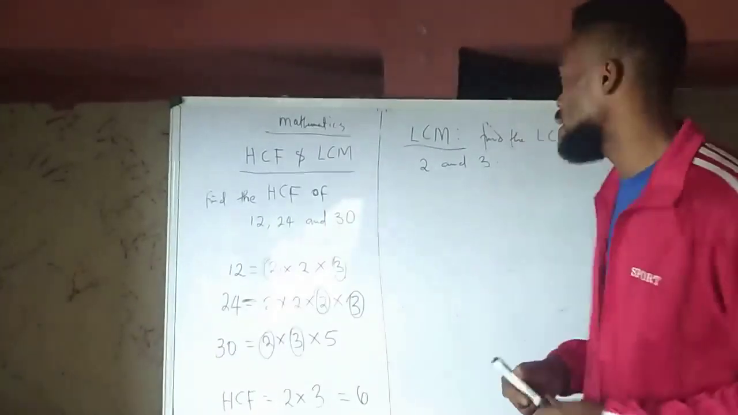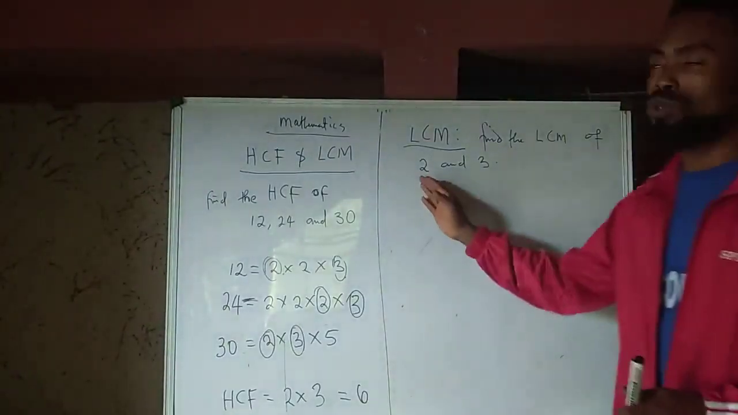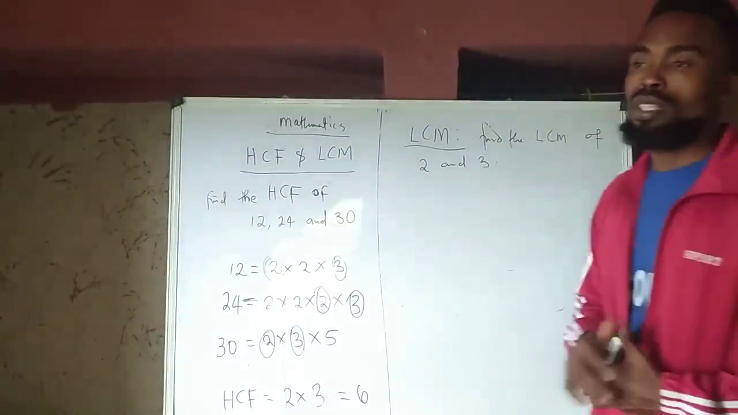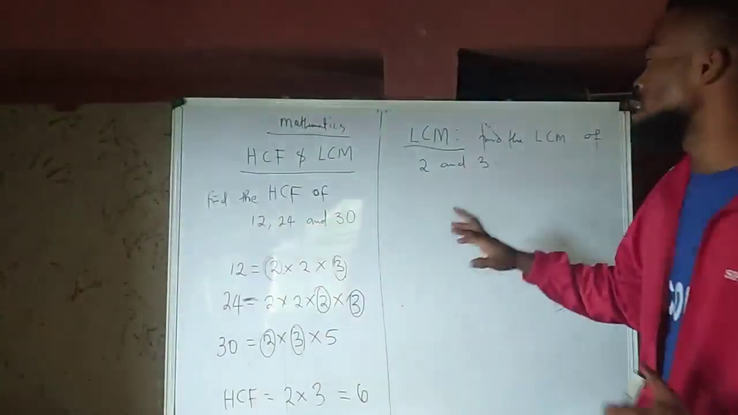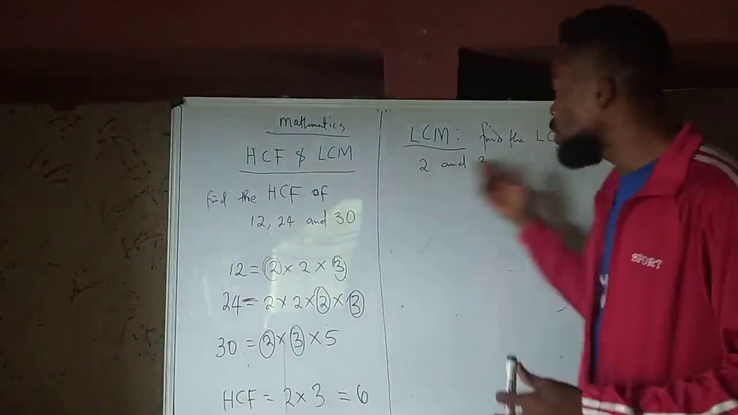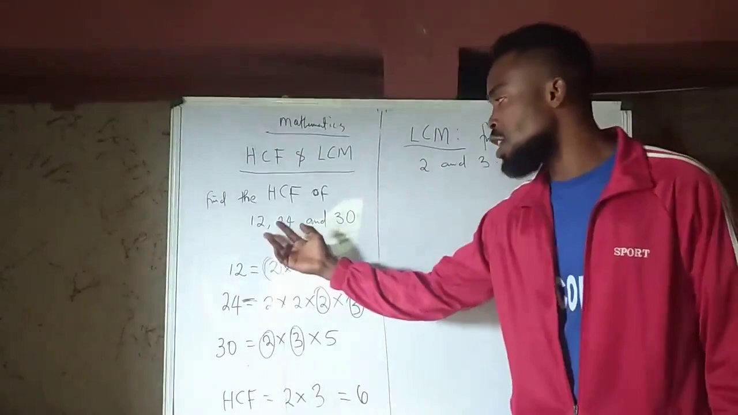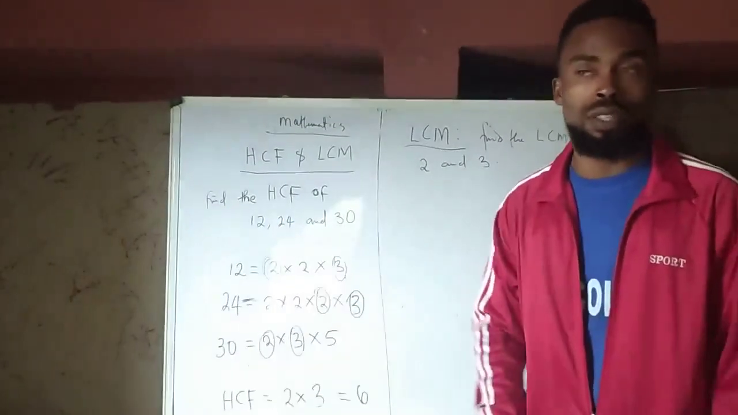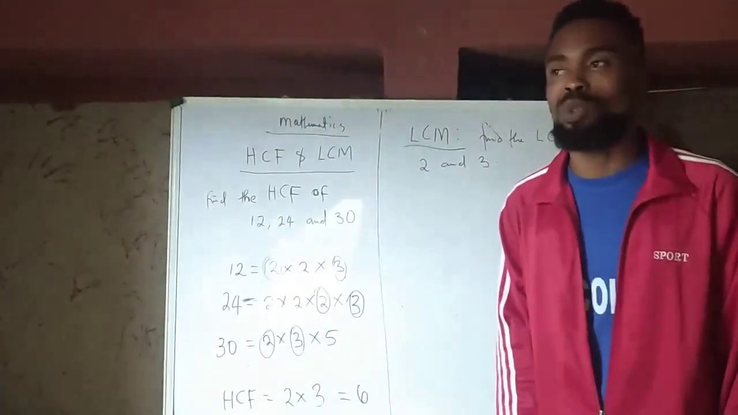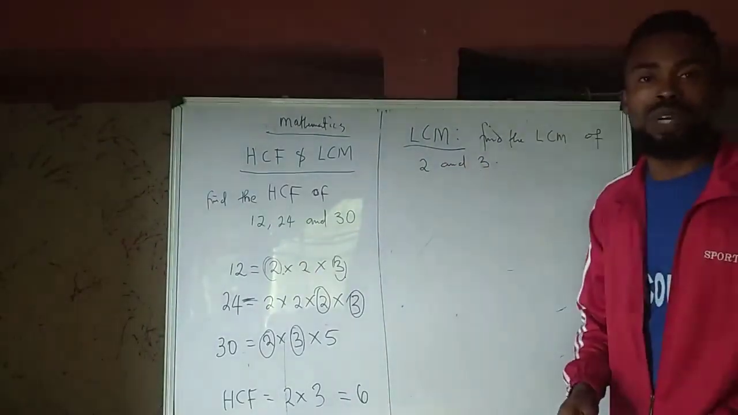An example will really help you understand that. Let's look at this question. Find the LCM of 2 and 3. Whenever we need to look for an LCM, there have to be two or more numbers, just like when we look for the highest common factor. Let's look for the LCM of 2 and 3.